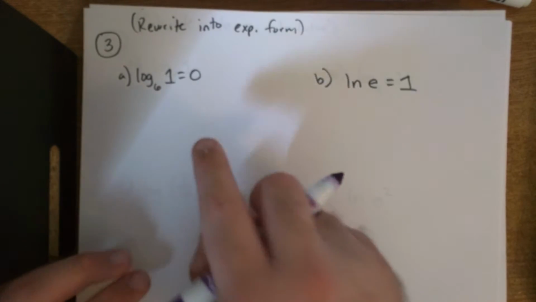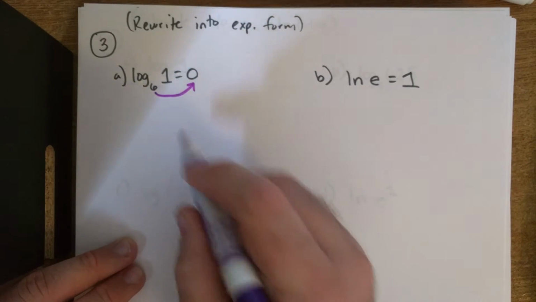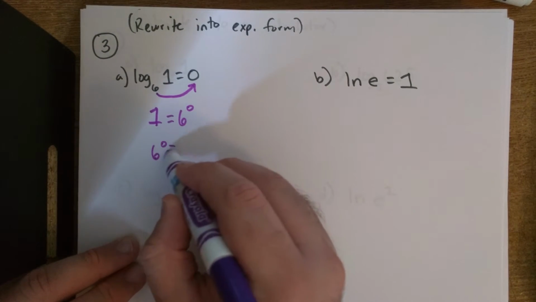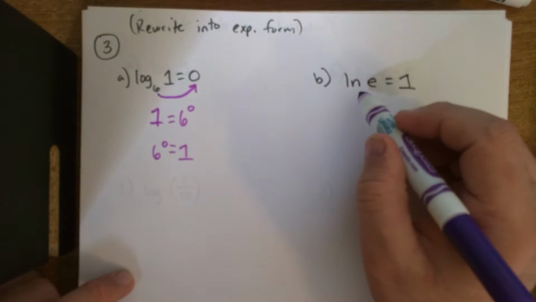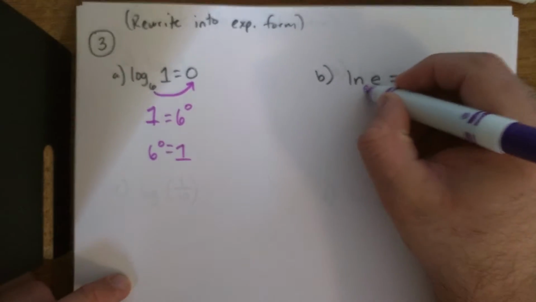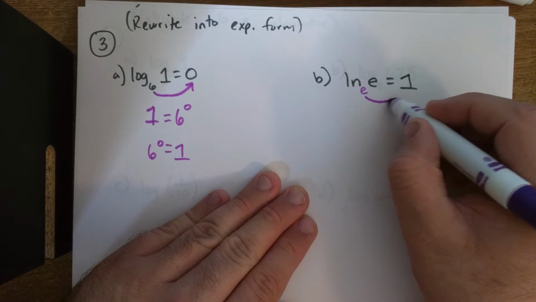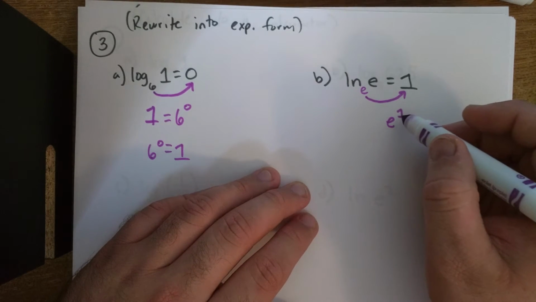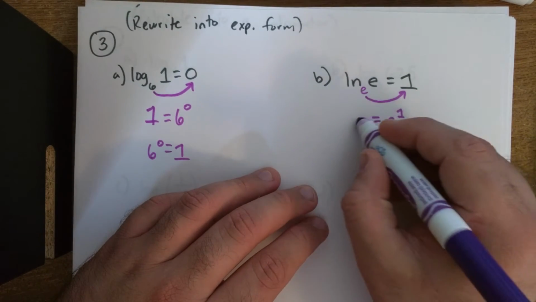Rewrite into exponential form, so we're going the other way. You probably remember the trick I showed you is you take the base 6 and raise it to the power of the other side, so 6 to the power of 0 in this case. And then just set it equal to 1. You can write it this way or you can write it the other way, it doesn't matter, as long as you have 6 to the power of 0 equals 1. Here we have a natural logarithm, which means our base is e, and you might want to write an e in there. Because it's ln, you raise e to the 1, and even though we know that e to the 1 is just e, make sure to keep the 1 there because we're just rewriting, so you want to keep the e there. So we have e to the 1 equals that e.